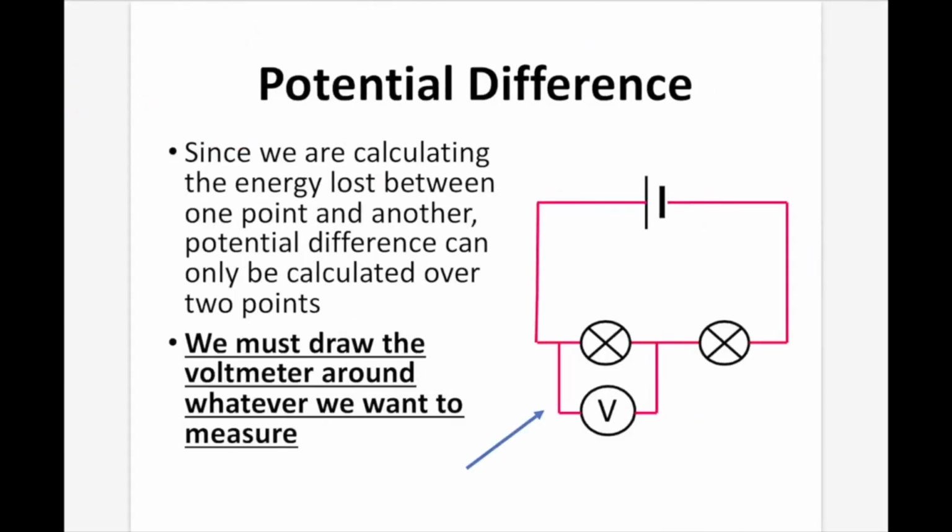So since we're calculating energy loss between one point and another, potential difference can only be calculated between 2 points. So you can't put your voltmeter in between here like this. That doesn't work. You need to actually set it up across the area like we have here. So our voltmeter, you can see, starts at this point. So we connect it at point 1. We put it around this component, and we attach it here at point 2, around this light bulb here.